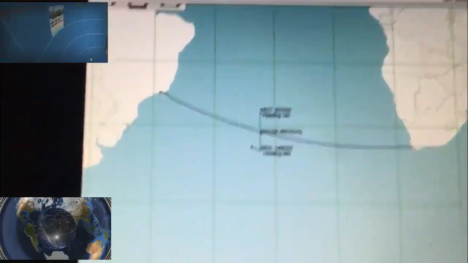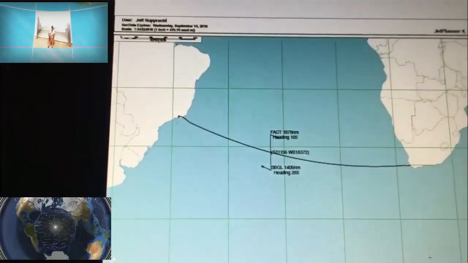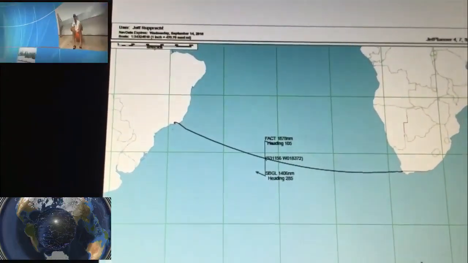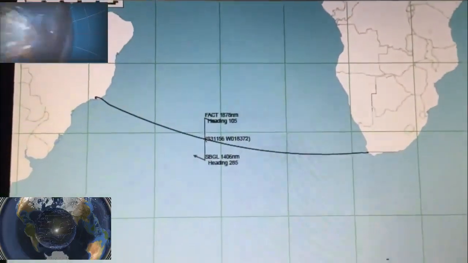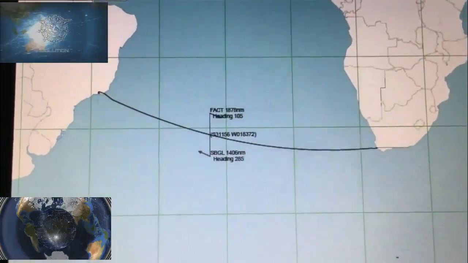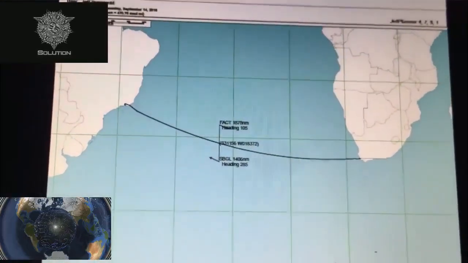Now, what this map is showing us is what I mentioned earlier, the equal time point. Okay, so it's basically showing us where we would divert to if we had a problem. You'll notice that the equal time point is actually closer to Rio than it is to Cape Town. Now, that's because we had a very, very strong wind from the west.